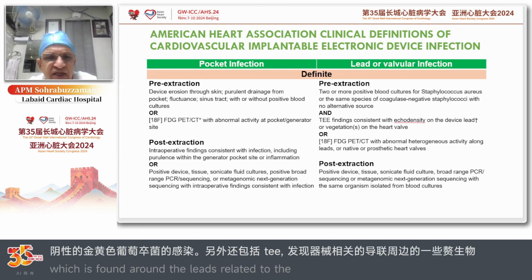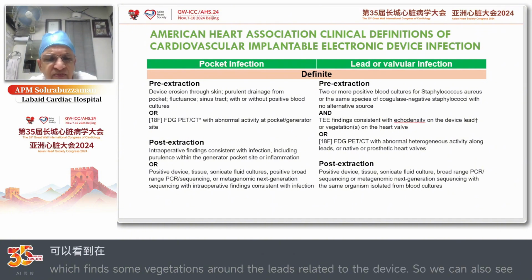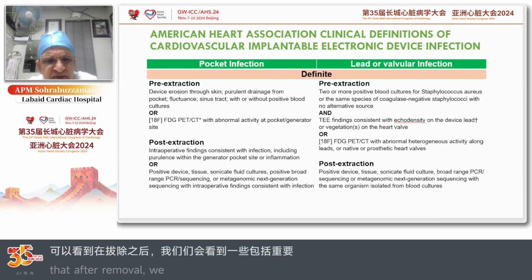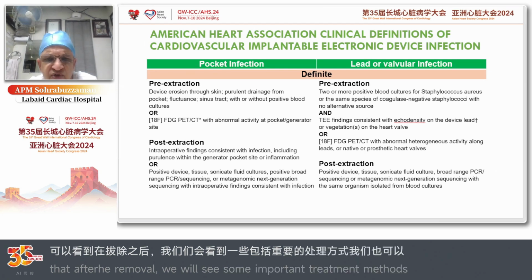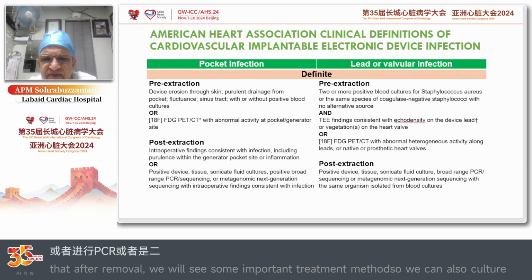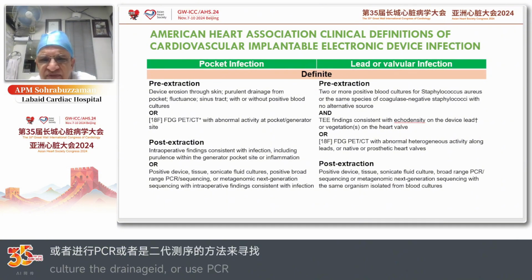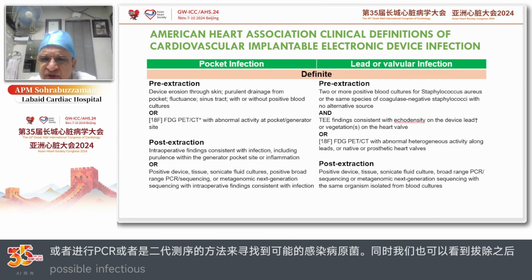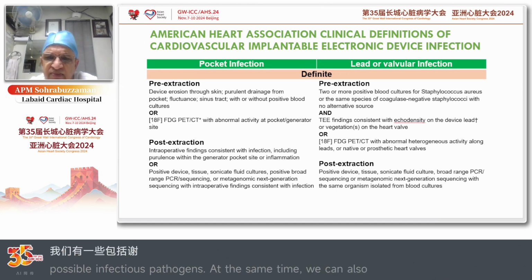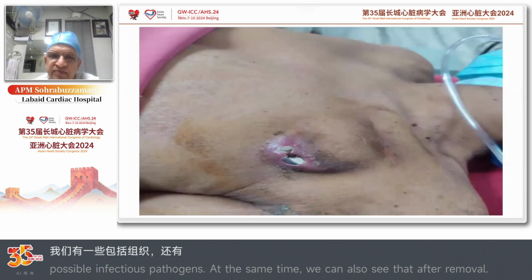In case of post-extraction, pocket infection is intraoperative findings consistent with infection, including purulence at the generator pocket site, or positive device tissue or sonicate fluid cultures, positive broad-range PCR sequencing, or metagenomic next generation sequencing with intraoperative findings consistent with infection. And in case of lead and valvular infection, post-extraction, positive device tissue, sonicate fluid, broad-range PCR sequencing, or metagenomic next generation sequencing with the same organism isolated from the blood cultures.